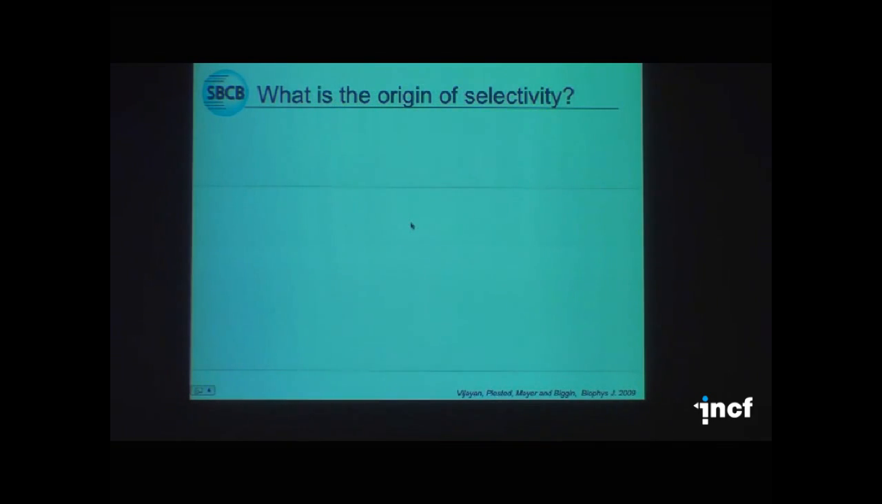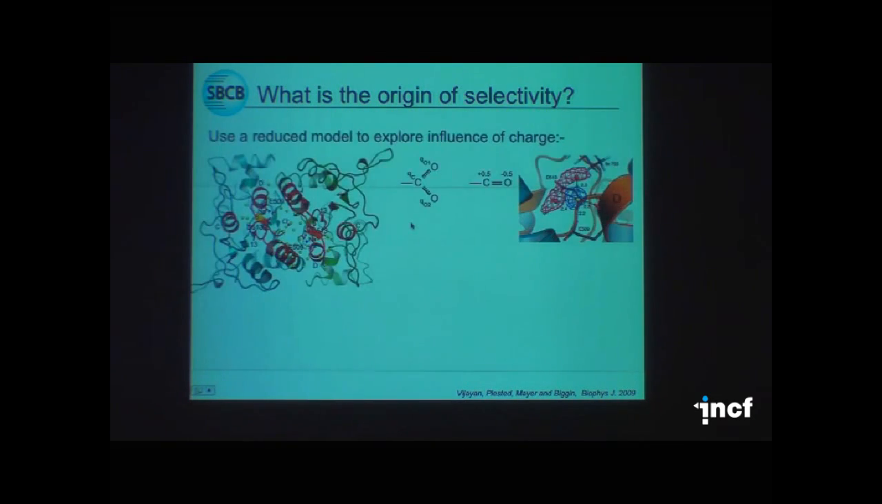So you can do other things as well in the computer that you can't do in the lab, and you can examine things at a very basic level. You can start to ask questions about the fundamental aspects of the selectivity. So for example, here we can play and work out which bits of the binding site are responsible for it being selective for sodium. Why is it suddenly selective for sodium and not potassium, for example?